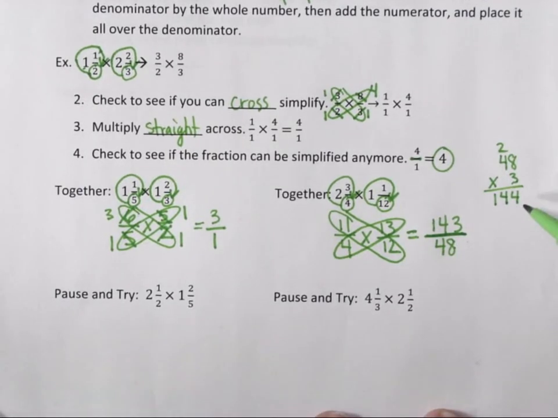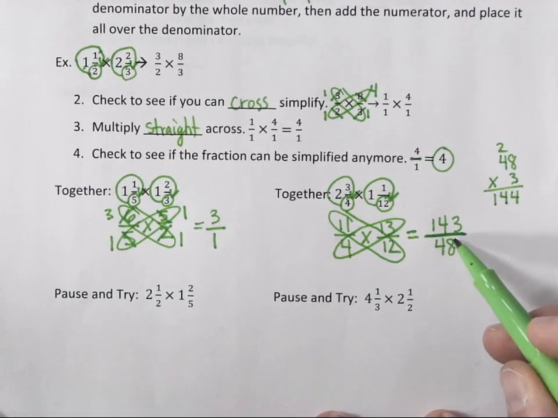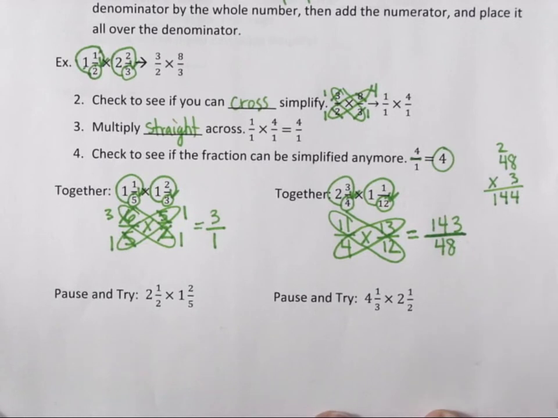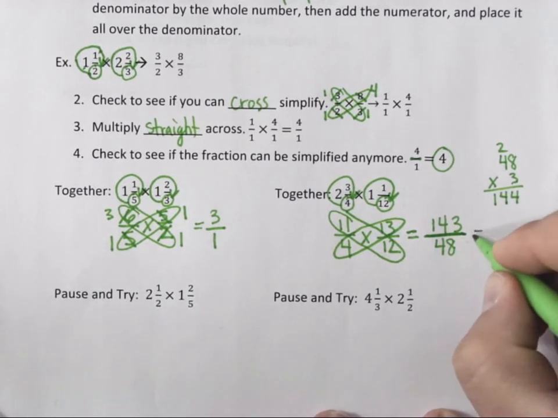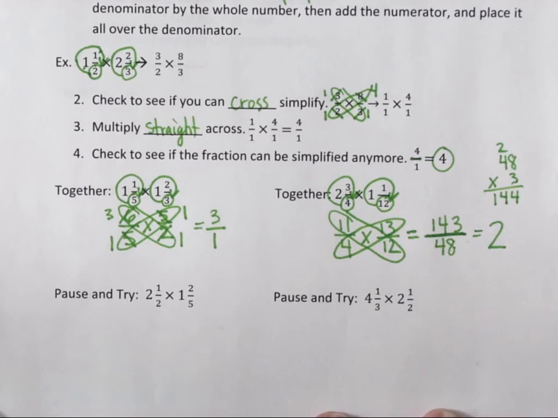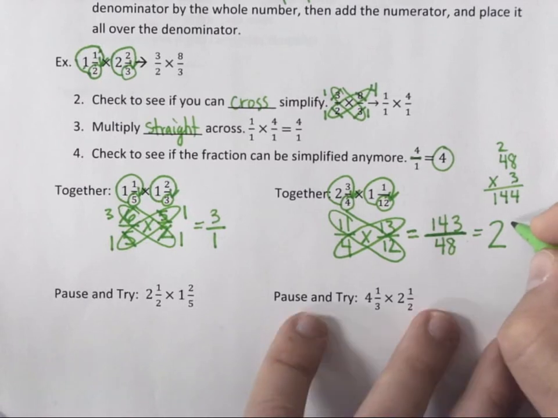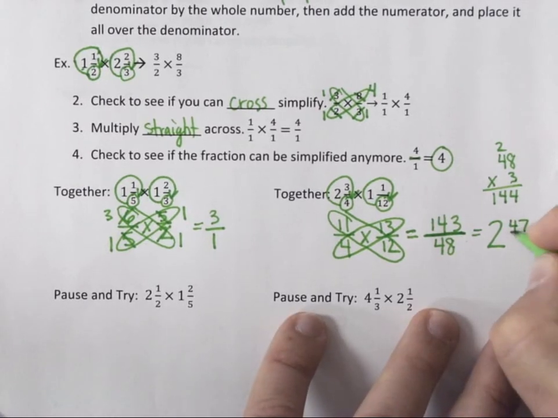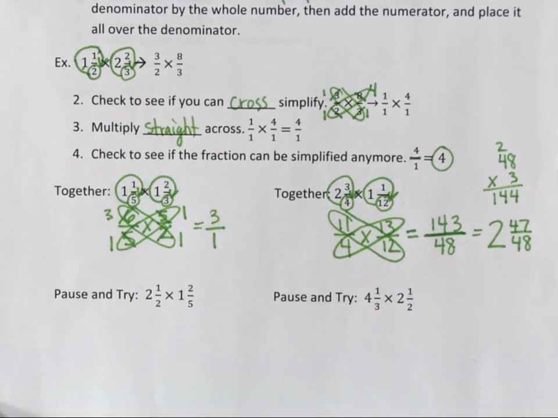Okay, so 144 would be just barely too big, so that means it's going to be 2 as a whole number. 2 times 48 would be 96. Okay, but we know that because we were just barely 1 too big, we're only going to have 1 left over, so it's going to be 47 48ths. So our answer is 2 and 47 48ths.